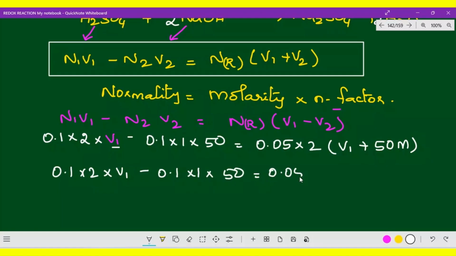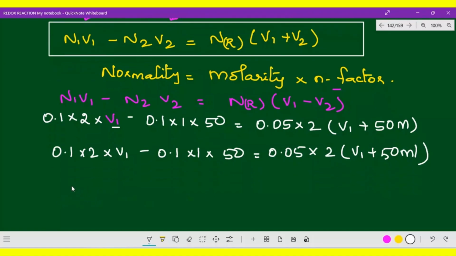Okay, 0.05 into 2 into V1 plus 50 ml. Right. Now, when we calculate this, we will get 0.2 V1 minus, here how much will you get? 0.1 into 1 into 50. You will get 5 only. That is equal to 0.05 into 2 into V1 plus 50 ml.